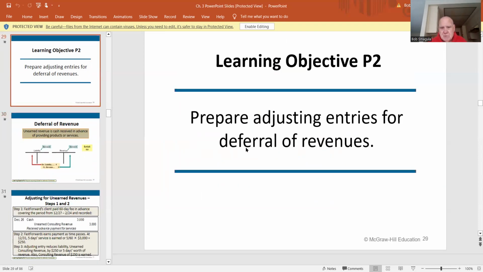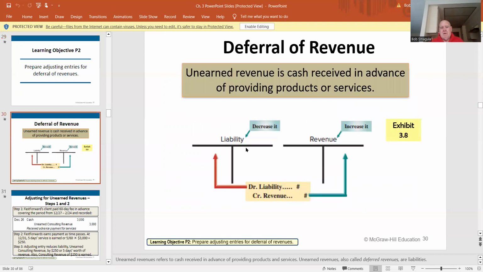Those were deferrals of expenses that we just saw. Deferrals of expenses. Okay. Money changed hands, but nobody was in a position to record either revenue or expenses because no work was done, or we never got the benefit of the asset until the beginning of the following period. Prepare adjusting entries for deferral of revenues. We'll have a little fun with unearned revenues.